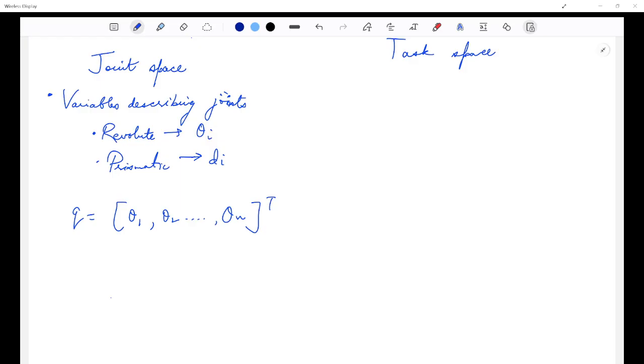What happens in task space? It is variables describing end effector pose.